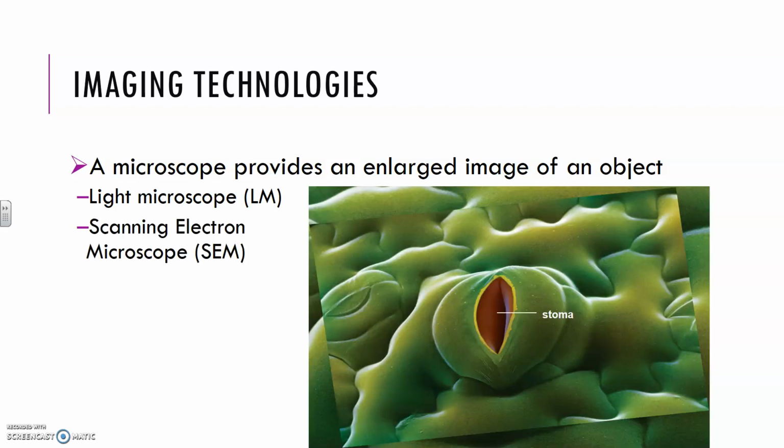You also have, in this case, what's known as a scanning electron microscope, or an SEM. So this actually gives you a lot more detail about kind of the topography of whatever you're looking at. So here you can see the stoma is actually slightly raised from the rest of the leaf.